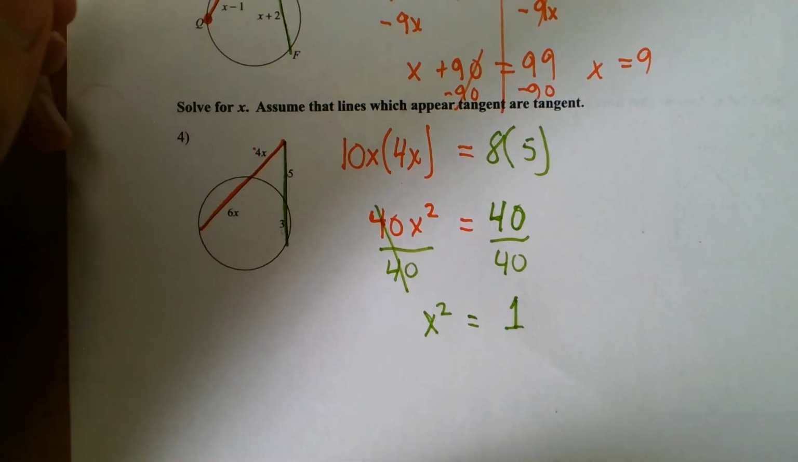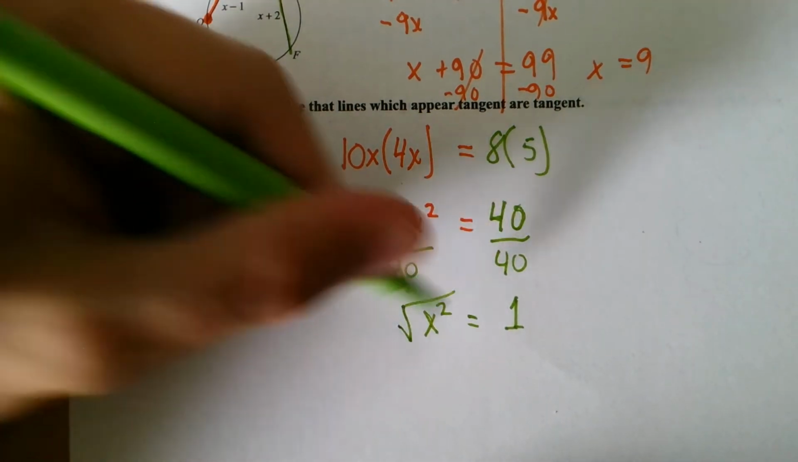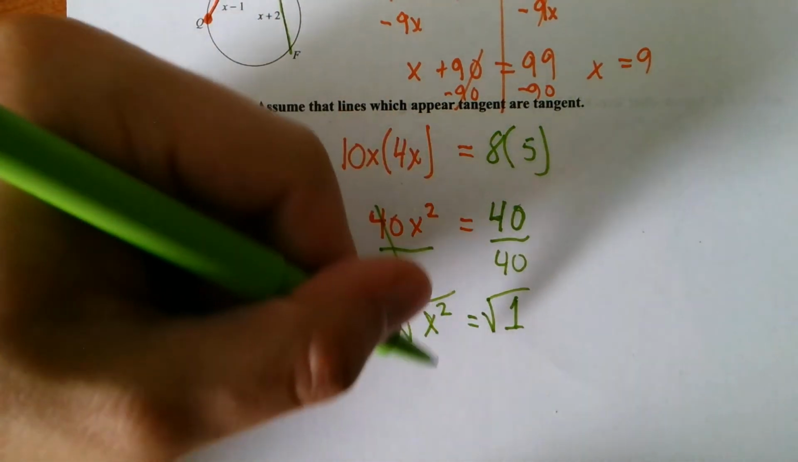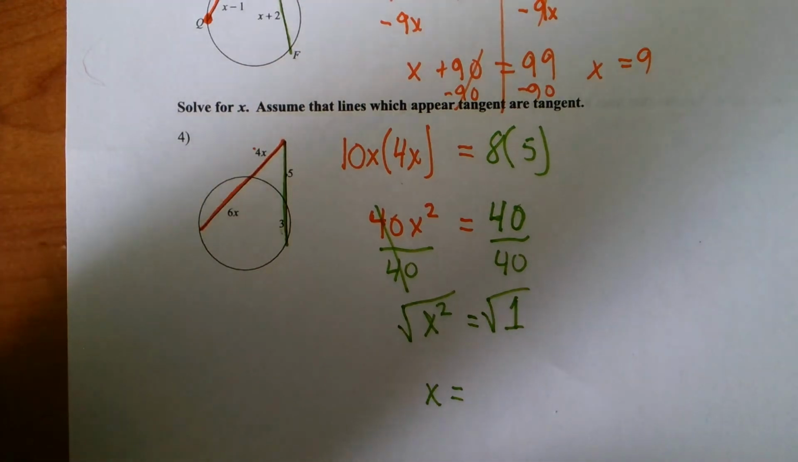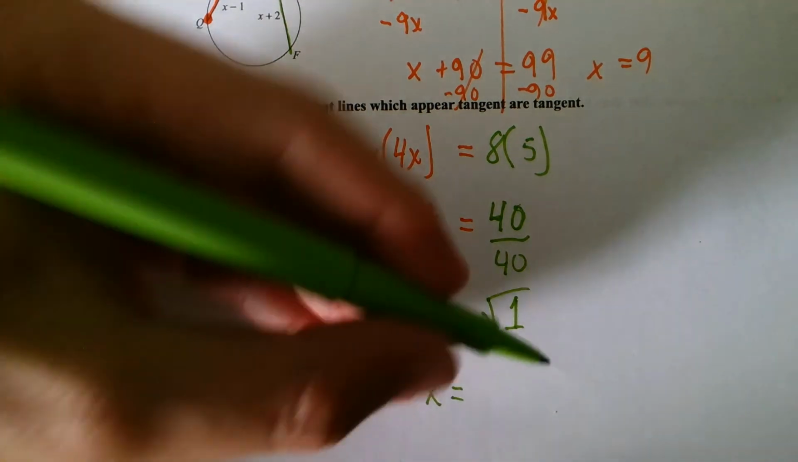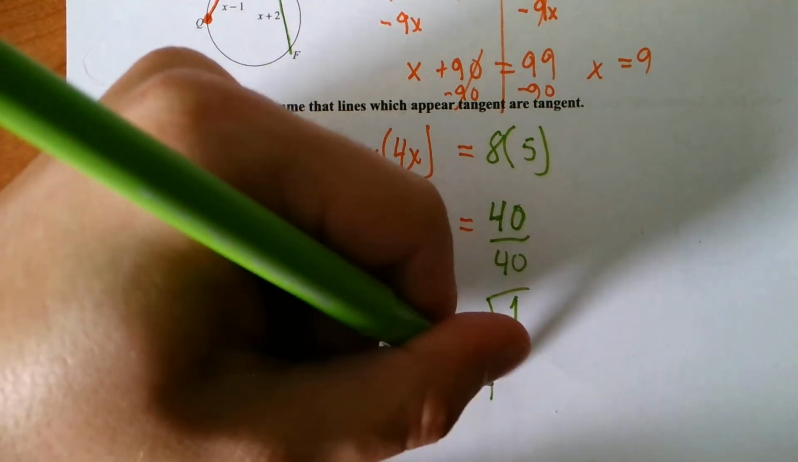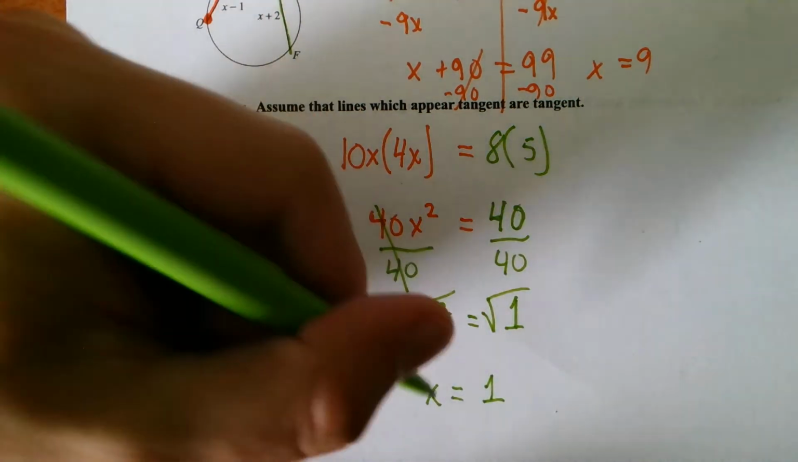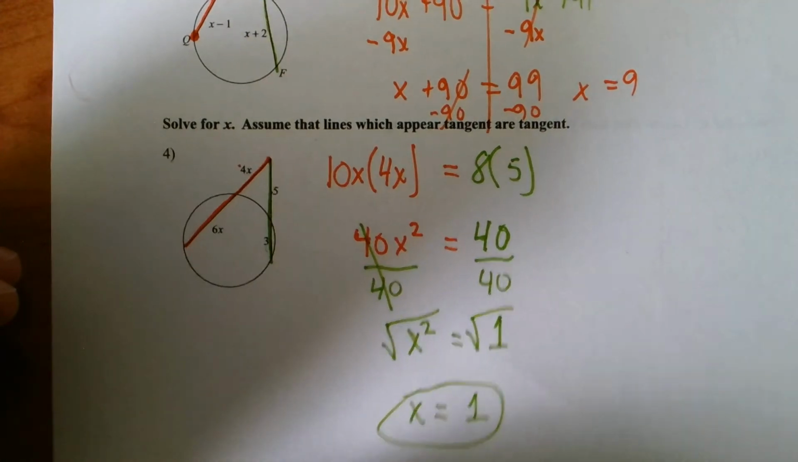Okay, now, of course, you should remember how to cancel out x squared. We have to take the square root. Square root of x squared gives us x, which is what we're solving for. And then square root of 1 is asking what number times itself equals 1, which the answer to that is also just 1. Cool.